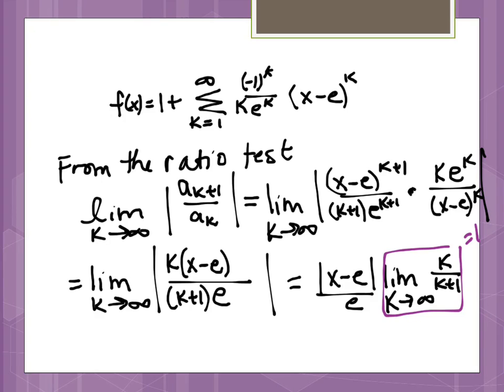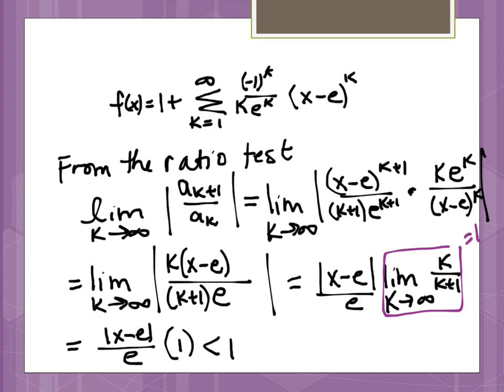equals 1. So I'm going to rewrite this so that I've got now the absolute value of x minus e, over e, and what I really have is times 1. Now, the ratio test says that something's going to converge when the absolute value of all of this stuff has to be less than 1.